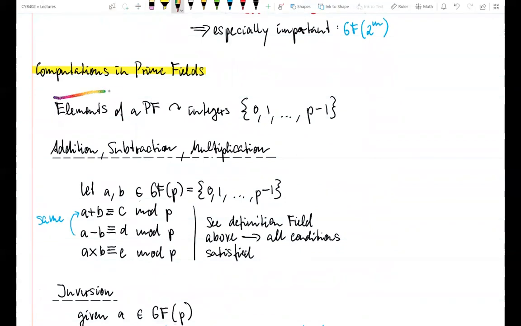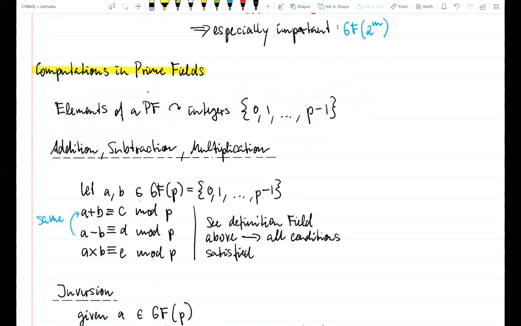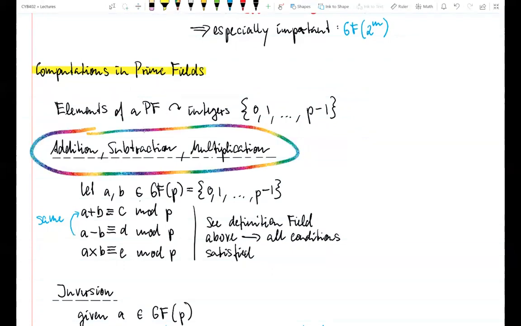The elements of a prime field are integers from 0 up to p minus 1. Remember, it's important that p is a prime number, because otherwise the invertibility property would not be fulfilled and we don't have a field. So you see that we get fields out of rings by limiting the number of elements to a prime number.